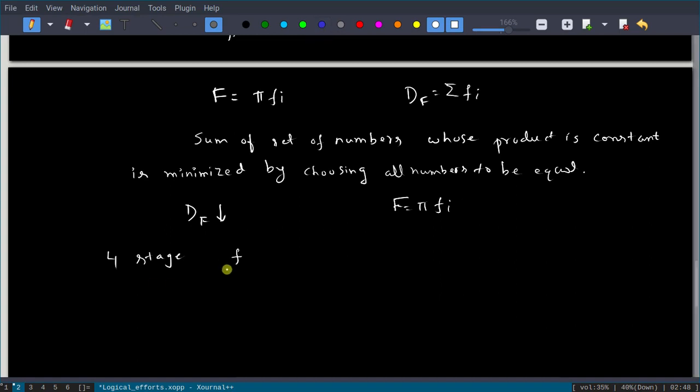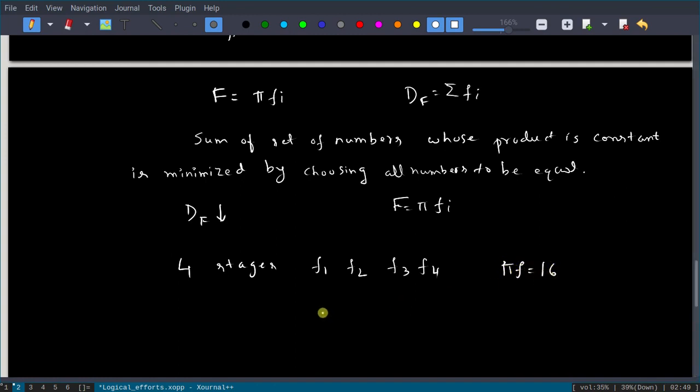Let us consider one example to illustrate this. Suppose there are four stages with stage efforts F1, F2, F3 and F4. A path is constituted by four stages, so four stages together constitute one path. And we know its product. Suppose we know the product of f is 16. So f1 into f2 into f3 into f4, we know that is 16.